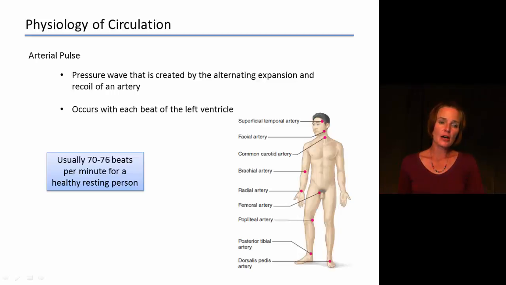When we're talking about arterial pulse, there's a number of locations around the body where you can really feel it. That's what's being shown here with the little pink dots. So these are pulse points. Usually we have 70 to 76 beats per minute on a healthy resting person. So that would be a typical arterial pulse.